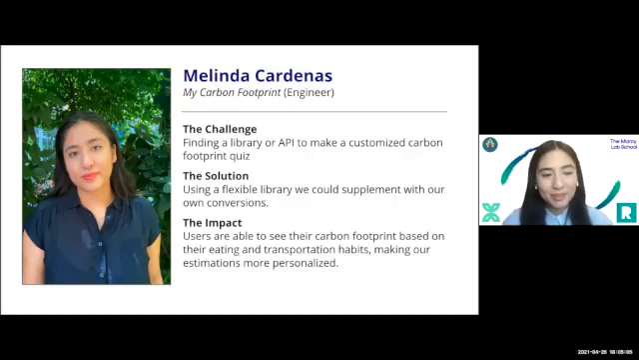Hi, everyone. So I was one of the engineers on the team working primarily on the front end. The main challenge I faced was finding an API or a library I could use to make a customized carbon footprint quiz. Instead of working with the inflexible Cool Climate API we had originally found, I decided to use a different resource. Using the carbon footprint library, I was able to create a quiz which would calculate a person's carbon footprint based on their food consumption and transportation habits. In order for this library to work for our purposes, I had to supplement it with additional code to account for the conversions we wanted.